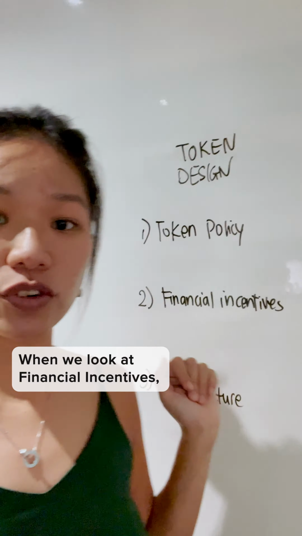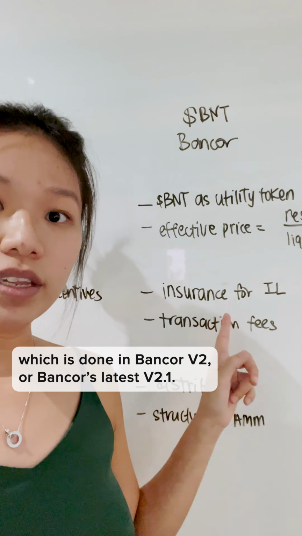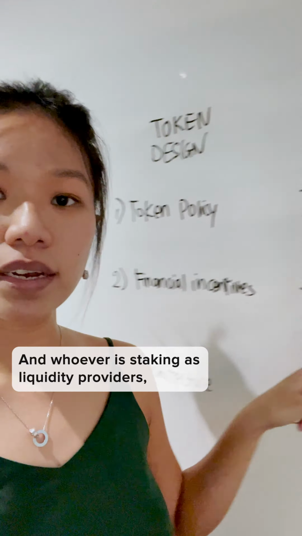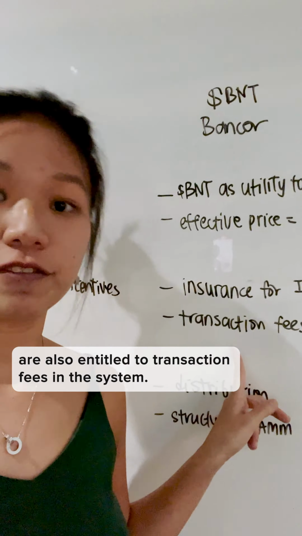When we look at financial incentives, we're looking at insurance for impermanent loss, which is done in Bancor version 2, or Bancor's latest version 2.1. And whoever is staking as liquidity providers is also entitled to transaction fees in the system.